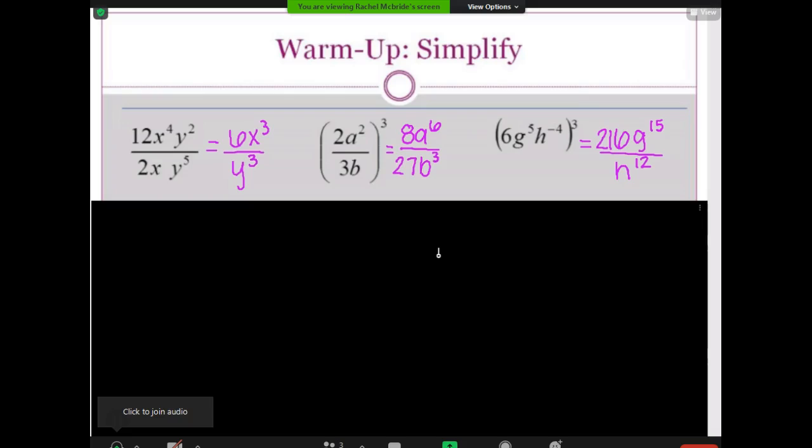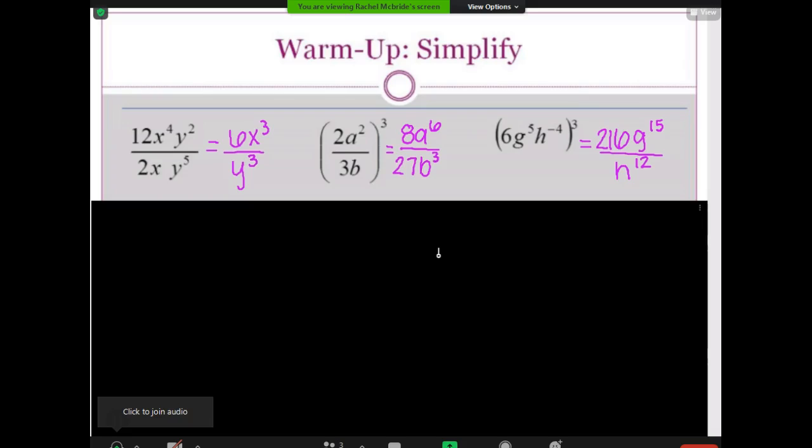So in that first one, you did 12 divided by 2 to get 6. The 6 stays on top because the 12 is the larger of the divisors. X to the 4th over x, you subtract bottom from top, so 4 minus 1 is 3. And same with the y's, it's top minus bottom. 2 minus 5 is negative 3. So y to the negative 3 drops to your denominator as a positive y to the 3rd.